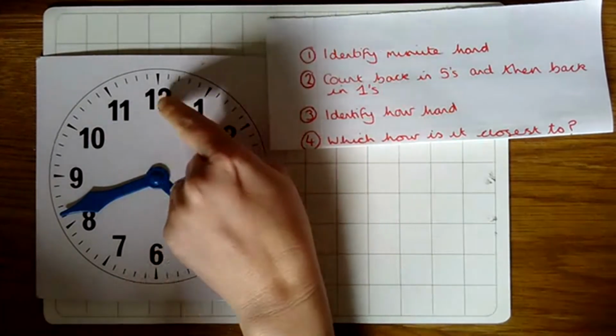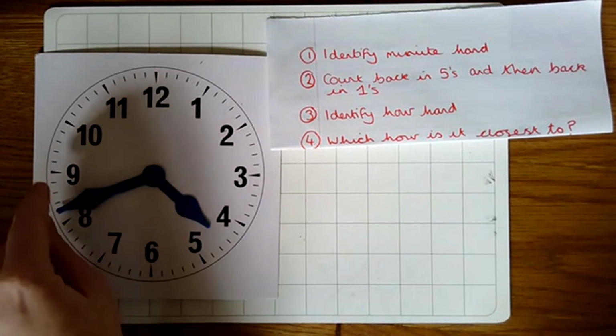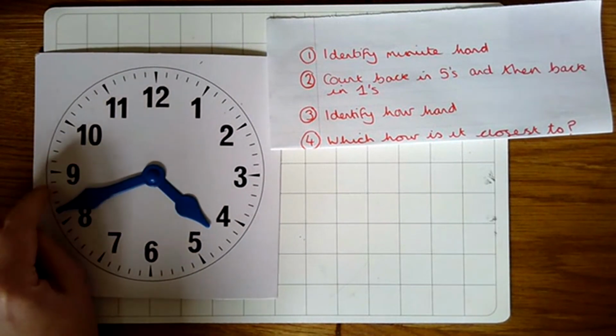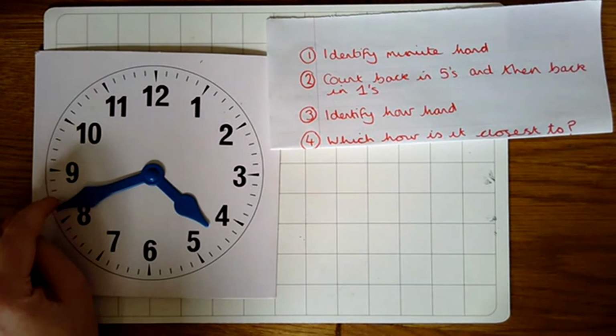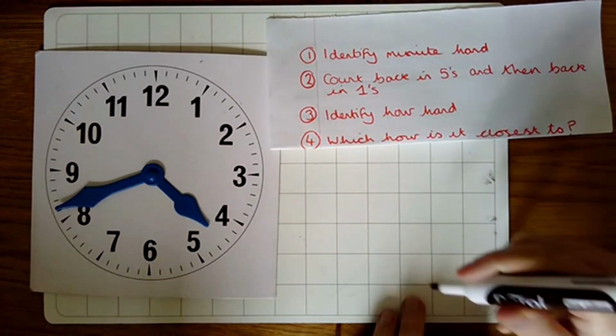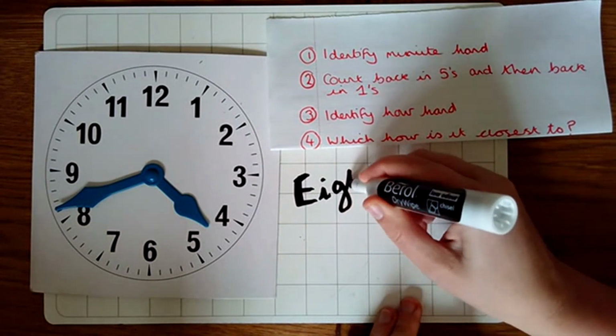So we're going to count back from 12 in our fives. 5, 10, 15, counting back. 15, 16, 17, 18. 18 minutes. It is 18 minutes until the next hour.